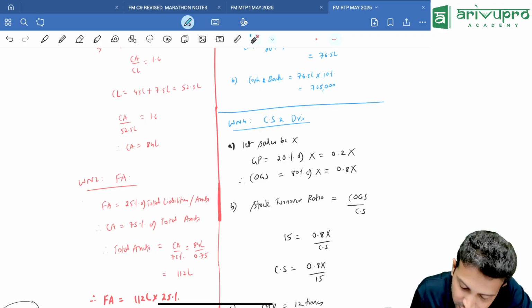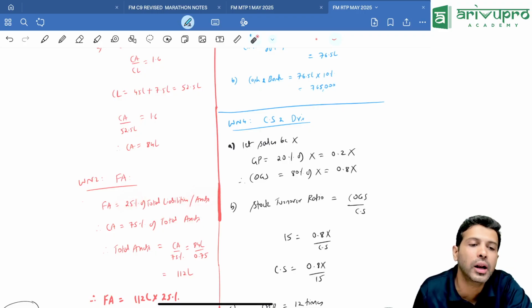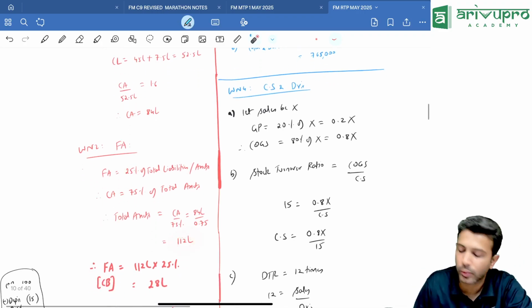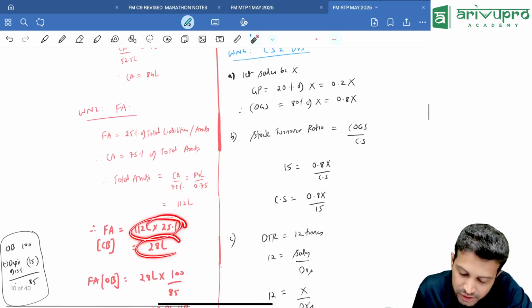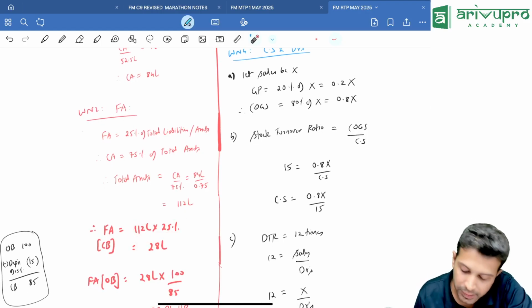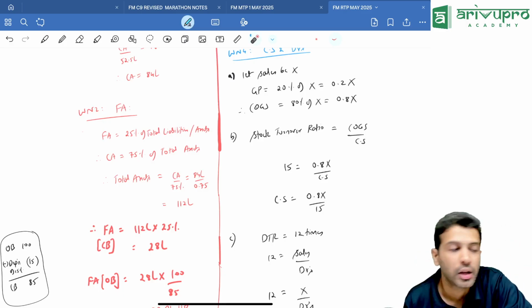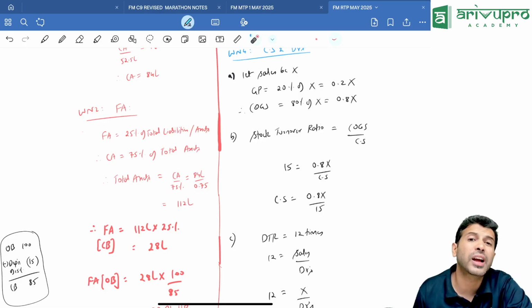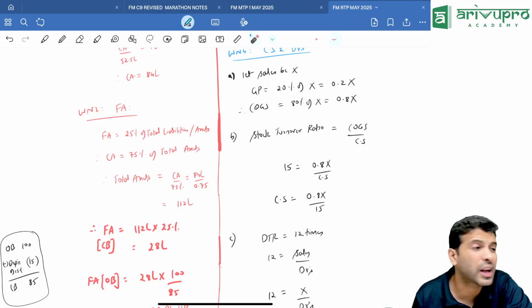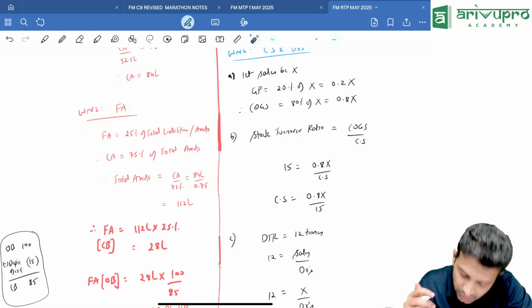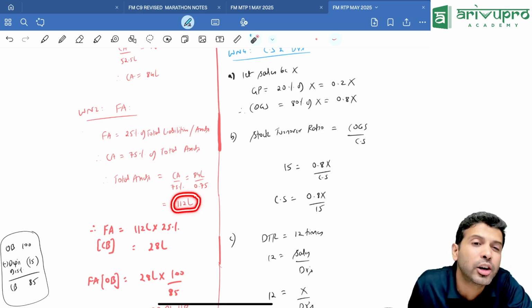Got it. And fixed asset is how much? 25% of total assets. Total assets is 112 lakh, so fixed assets will be 25% of that, which is 28 lakh. Correct. So where will total assets come? Total assets will come in the balance sheet. You prepare the balance sheet at the end of the year, so this is the total assets at the end of the year.